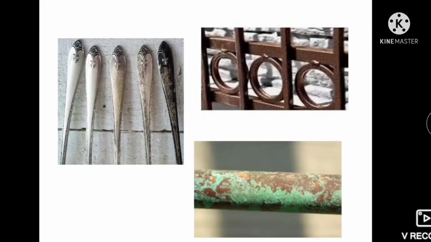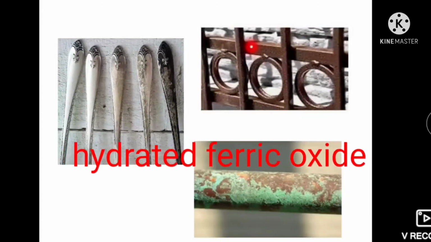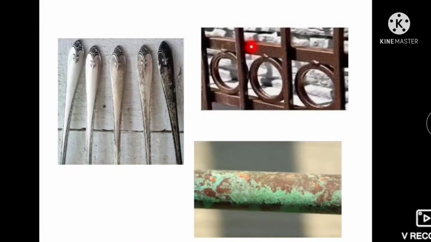Do you know how the brown powder is formed on the surface of an iron article? The most common example of corrosion is rusting, that is corrosion of iron. When an iron article remains exposed to moist air for a long time, its surface is covered with a brown flaky substance that is called rust. Rust is mainly hydrated ferric oxide. It is formed due to the attack of oxygen gas and water vapor present in air on the surface of iron.